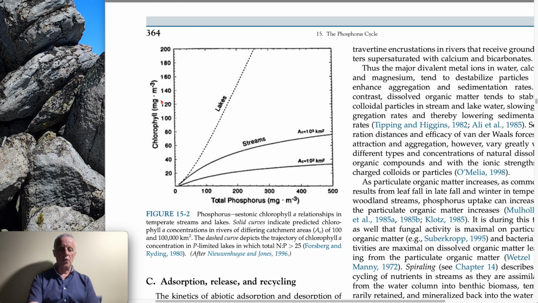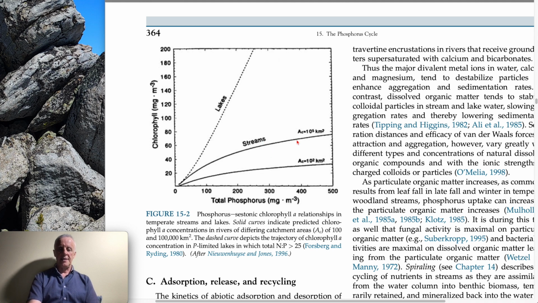So on the y-axis we have the chlorophyll in milligrams per meter cubed. On the x-axis we have total phosphorus in milligrams per meter cubed. So we are comparing chlorophyll to phosphorus, chlorophyll being a product of photosynthesis, of course. And here we have two different catchment areas. This is a smaller catchment area of 100 kilometers squared, and this is a larger catchment area of 100,000 kilometers squared, and both are streams.